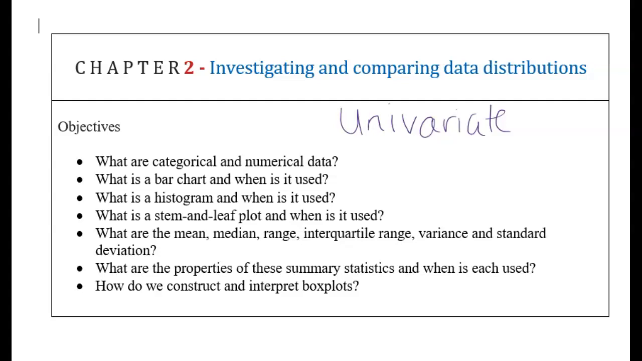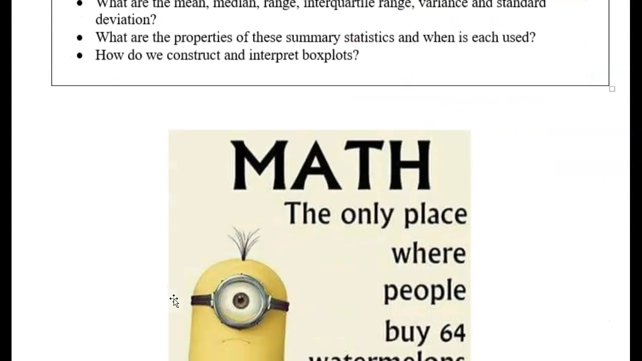In the next time we do stats, we're going to be looking at bivariate data. So when you think of bi, it's two, like bicycle, and then variate, two variables. But in chapter 2, we're only looking at univariate data. The objectives of this area of study are listed there. I'm not going to read them because I'm sure you can read, but this is just a brief introduction. So this will be just a short video just to introduce the topic.